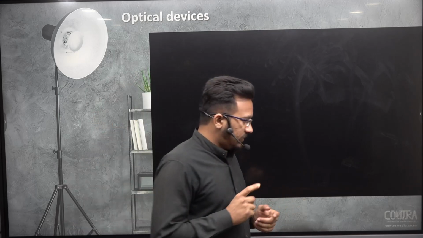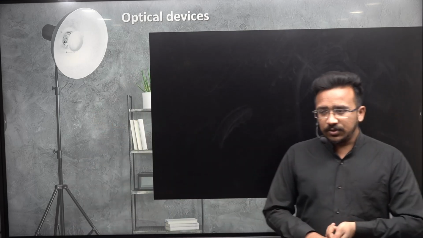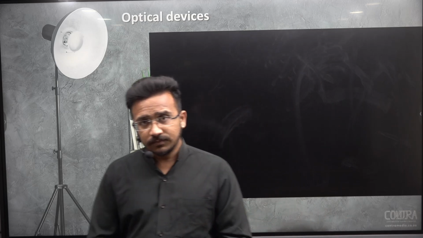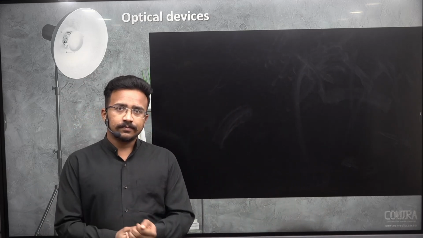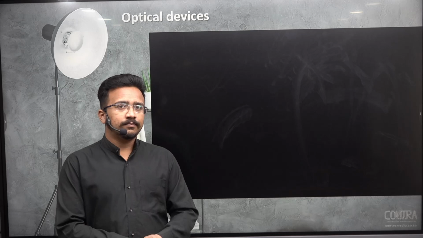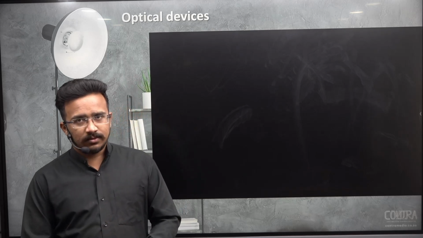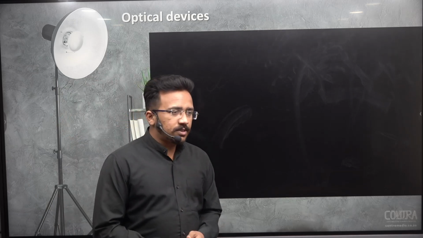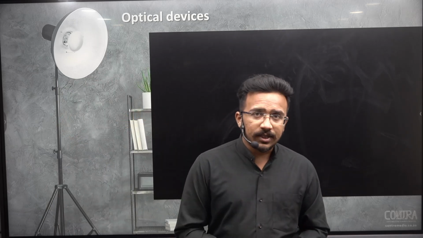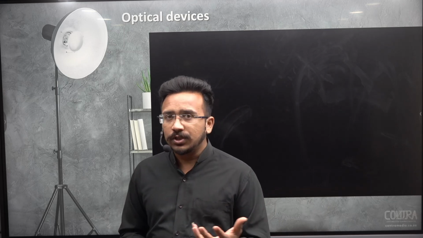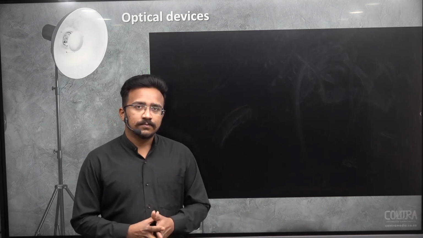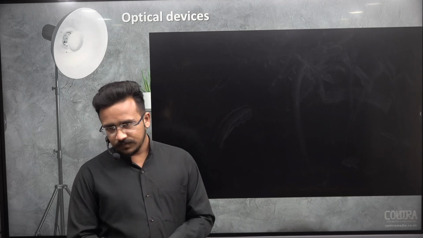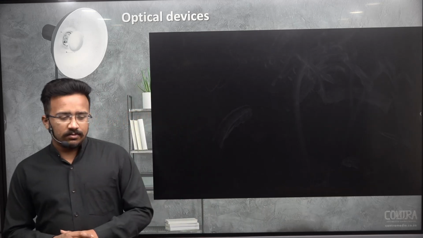Good. Can you let me know the three mediums of storage? Good. CD and DVD. CD stands for compact disc and DVD stands for digital versatile disc. So which medium do they use to store the data? Optical.